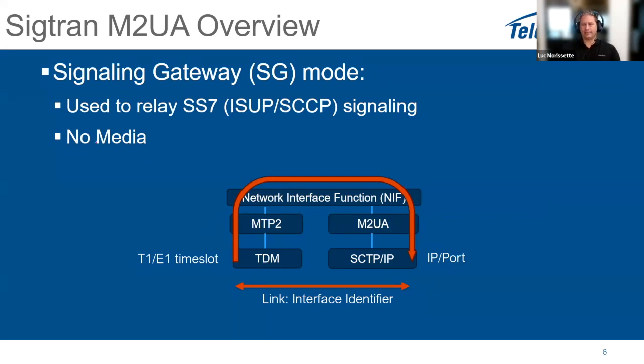And in this M2UA signaling gateway mode, there's no media. There's no media because the information is just passed to another element in the network. We don't need to manage the media in this case.